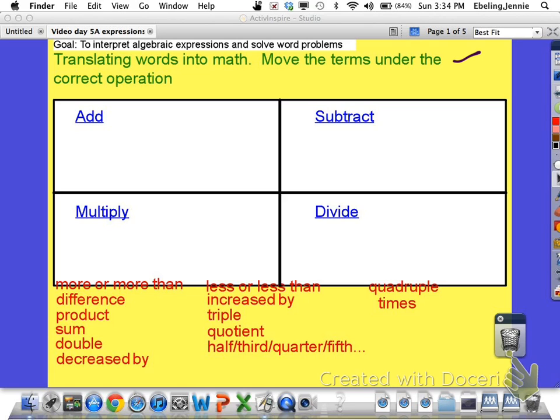Now I've asked in the green directions at the top here, move the terms under the correct operation. What I'd like you to do is to turn off the video for a moment, write down the add, subtract, multiply, and divide, and fill in where you think these words at the bottom here belong. When you finish, turn the video back on and check your work.